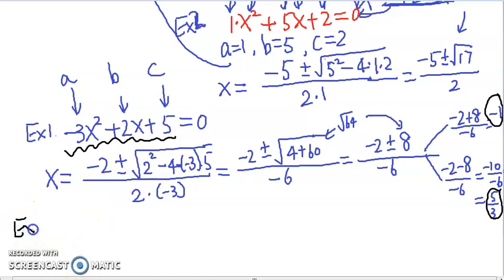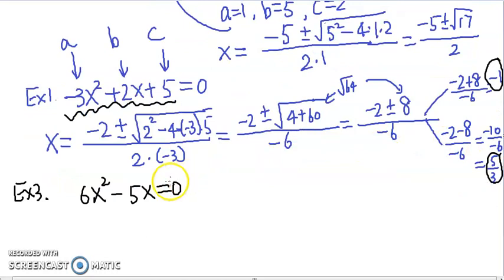Now let's look at example 3. Sometimes we may have the last number missing. So we have 6x squared minus 5x equals 0. Notice that this one is also factorable. It's not a trinomial, but this is the GCF type. You can factor out x and set each factor equal to 0. But we want to practice using the quadratic formula to solve any quadratic equation.